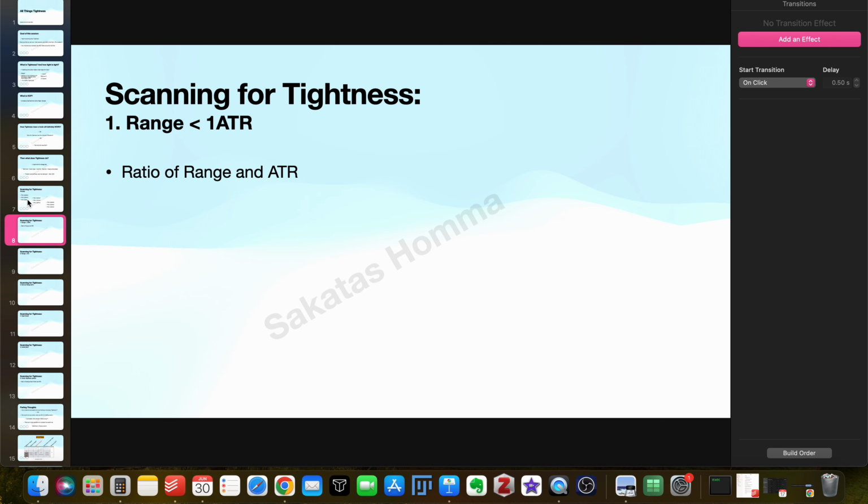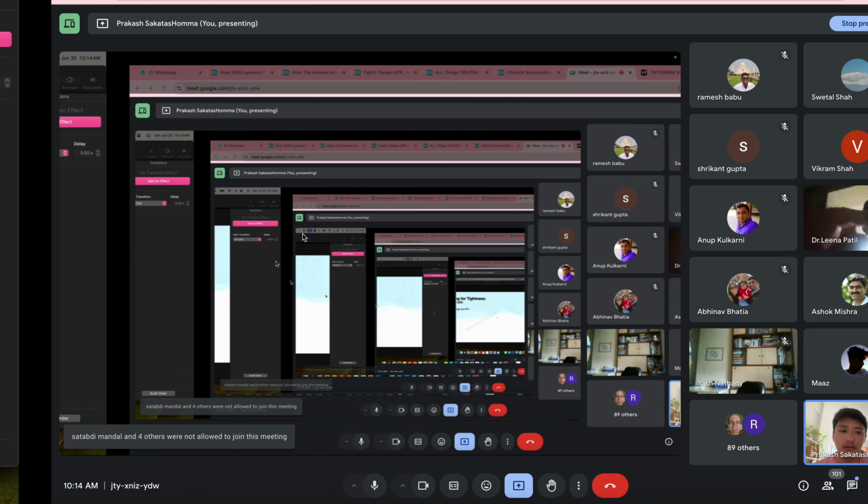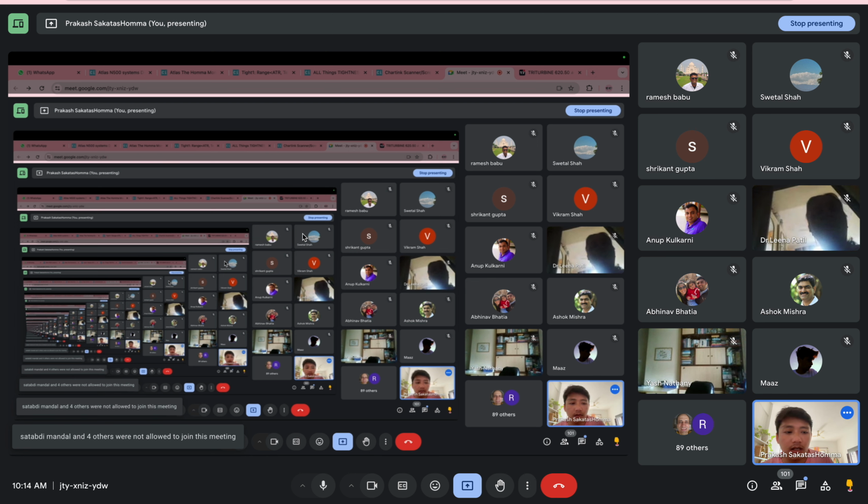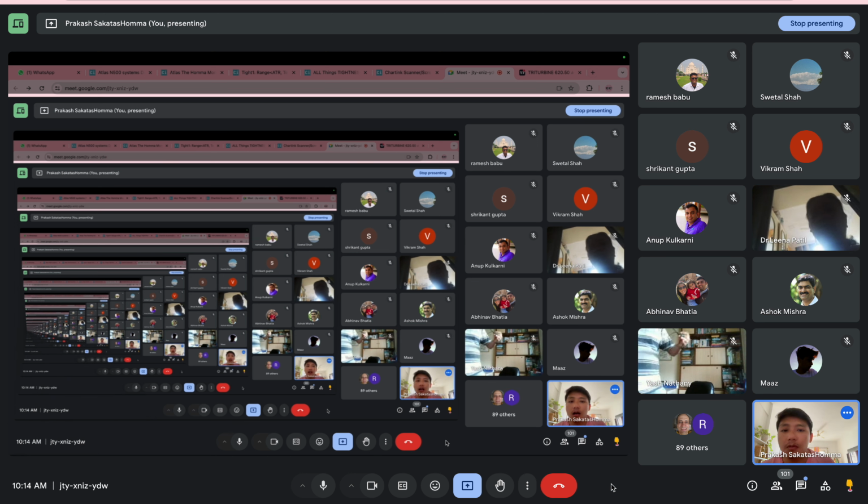Okay. Now, scanning for tightness. Numero uno, the number one way to scan for tightness is, like I said, the range is less than 1 ATR. Now I want you to look at this when I'm telling you that the range of the tightness is less than 1 ATR. A couple of quick examples.